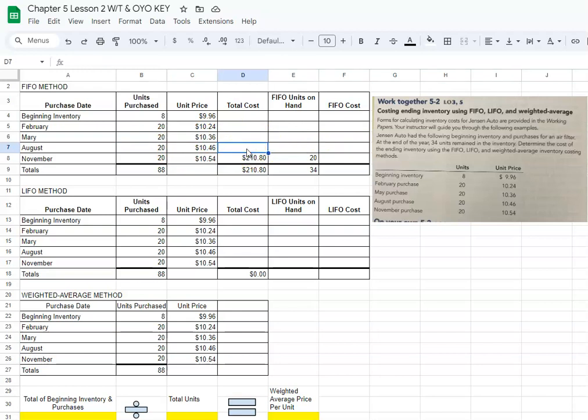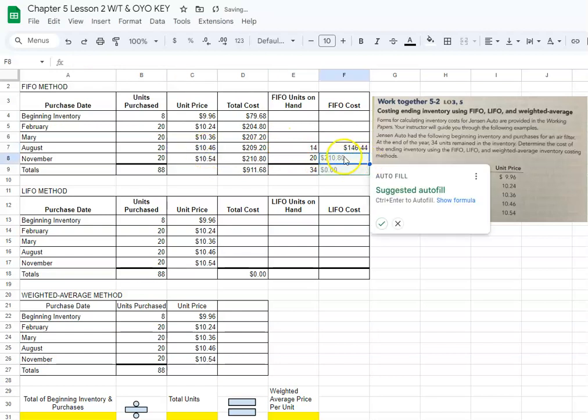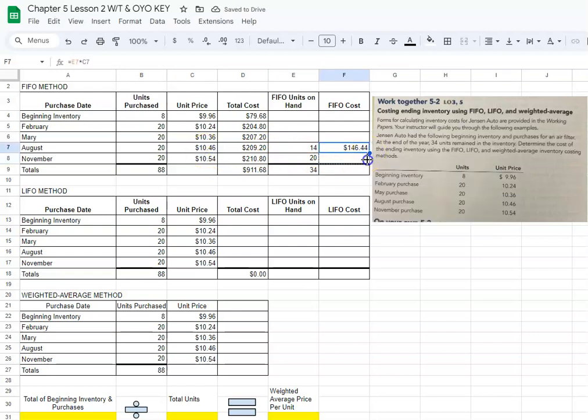So, we'll just go ahead and multiply all of these. No reason not to. But then the key here is that we're going to take 14. So our FIFO cost is just 14 times this price, okay? And then the 20 times the price would be the whole amount, the 210 there. So then we'd add these together. So 357.24 is our FIFO method, units on hand and how much they cost, okay?